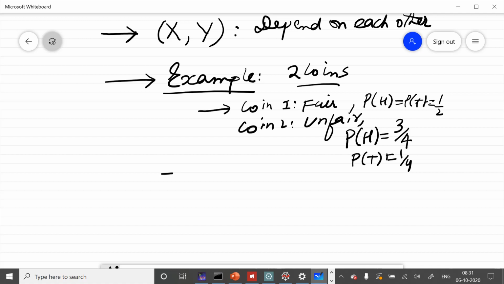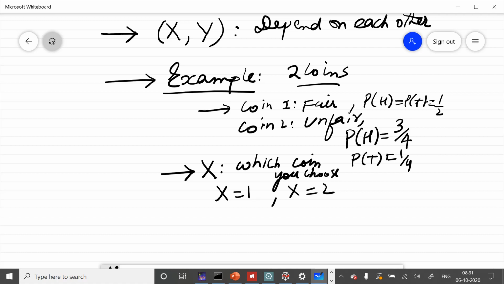Now let's represent with X which coin you choose. So if you choose the first coin, this X takes value 1. If you choose the second coin, X takes value 2. And for simplicity, let's assume that the probability of picking up any coin is half. Okay, so you can say that the probability of X equal to i is half for i equal to 1, 2.